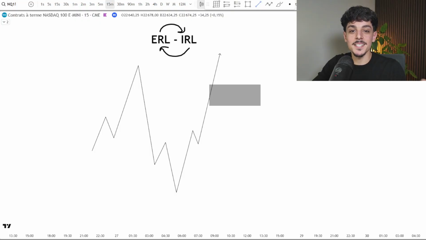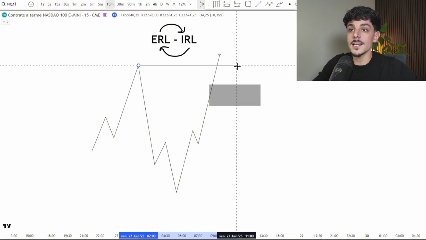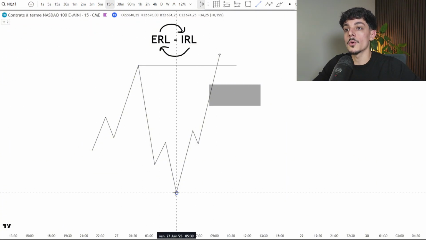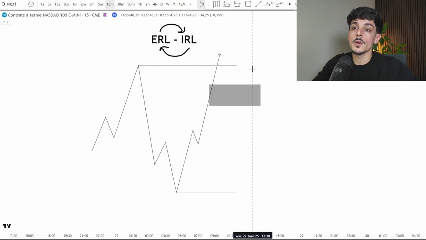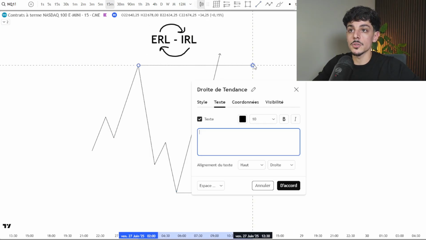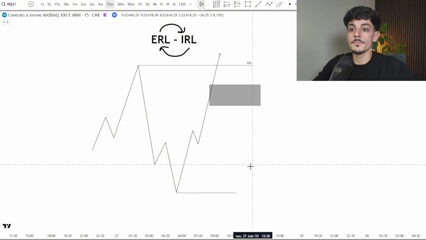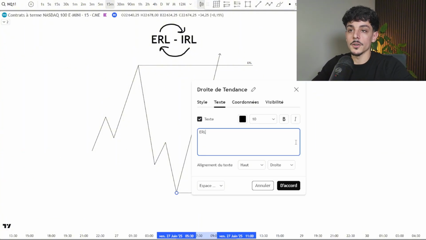The first thing you guys need to understand is that price goes from external range liquidity into internal range liquidity, or from internal range liquidity into external range liquidity. What does that mean? Let's say you have this price action, the buy side liquidity pool and the sell side liquidity pool on the 15-minute chart would be used as your external range liquidity. So this would be ERL and this also would be ERL.